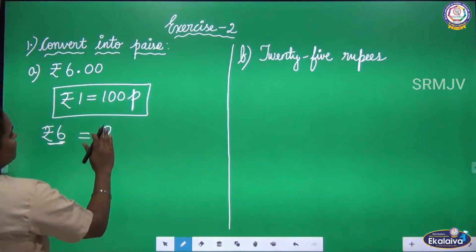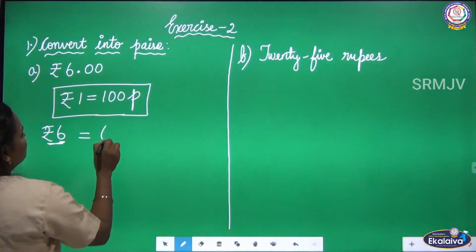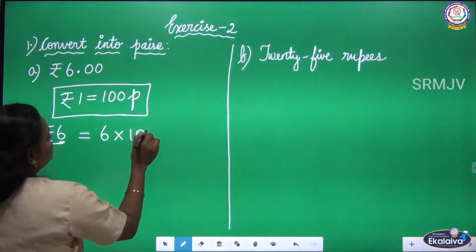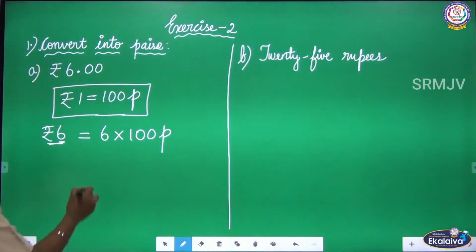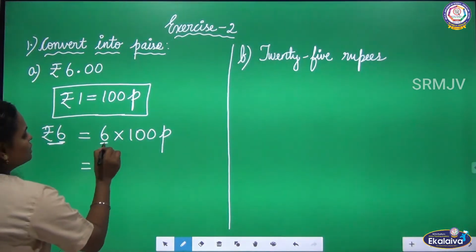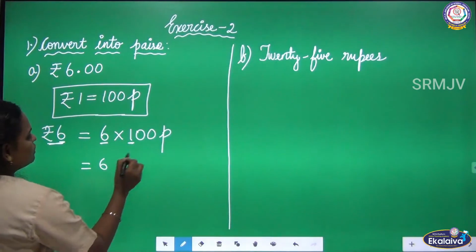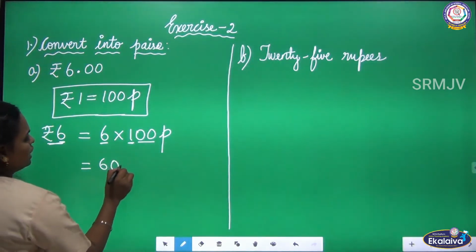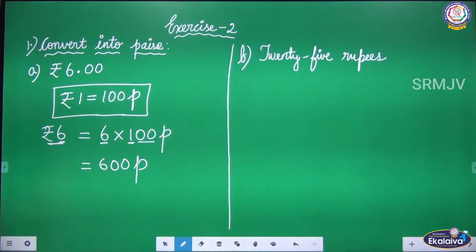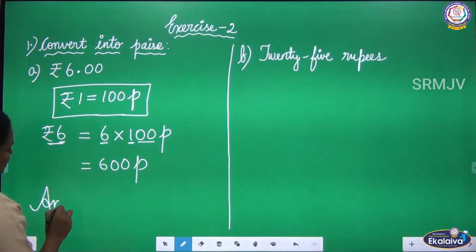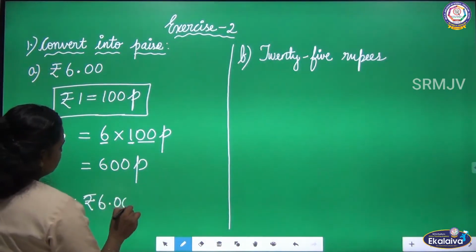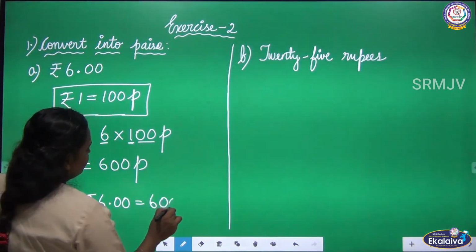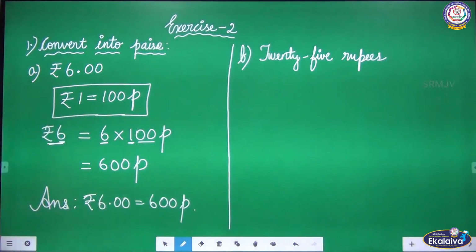So how will you convert? You have to multiply 6 into 100. So if you multiply by 100, you will get the answer. So 6 into 100, 6 into 1 is 6. Then you can include these 2 zeros. Okay. So what is the answer? 6 rupees equal to how many paise, children? So answer, you can write 6 rupees equal to 600 paise.